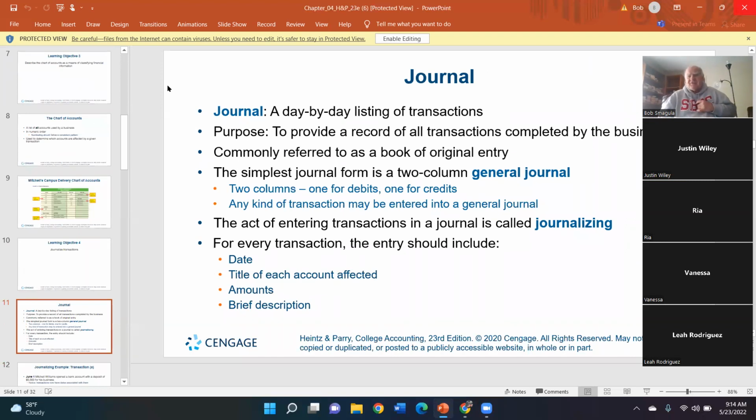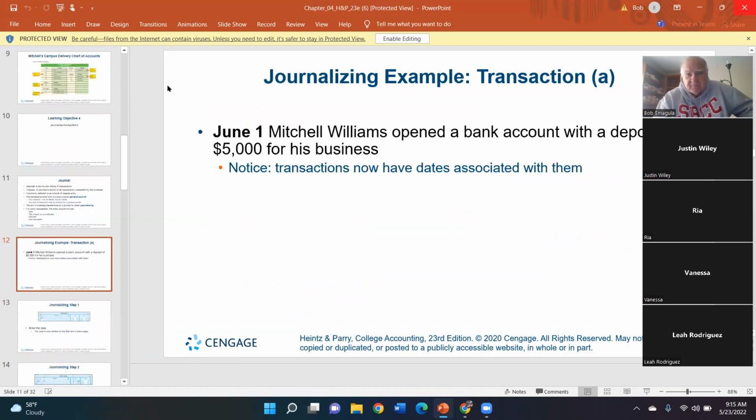Okay, the journal is a day-to-day listing of the transactions, and they provide a record. You can call them the book of original entry. And it's typically a 2-column number system, 1 for debits, 1 for credits, and any kind of transaction may be entered into what this book is calling a general journal. Since we're just starting off with accounting, we're going to assume that everything we do is done with a journal entry. And the act of entering the transaction is called journalizing. This must be journalized. And we're going to have a date, title, amounts, and a brief description.